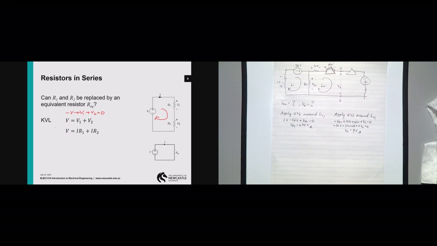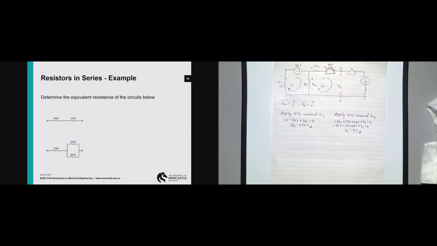Applying Ohm's law, we have V equals IR1 plus IR2, right? Remember, current in a series circuit is always the same across all components. You can factorize out your I, the current. You have V equals I times R1 plus R2, okay? And if you represent this big circuit as a simpler one, your equivalent resistance is essentially R1 plus R2, right? So now, resistors in series, example.